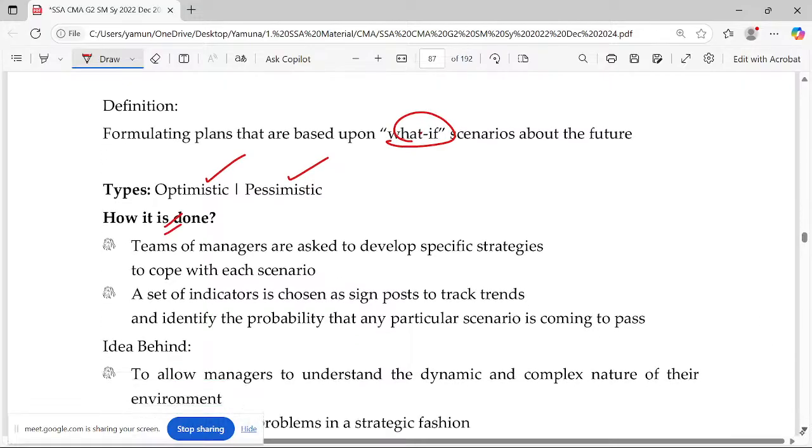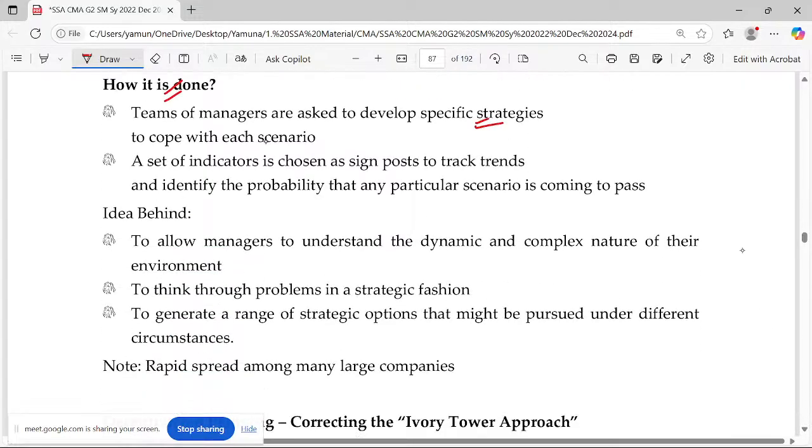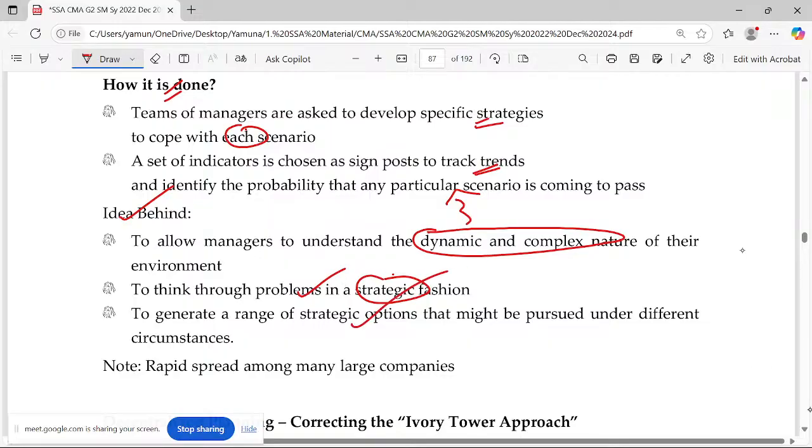All the team managers will work on specific strategies. They work for each and every scenario, for all the different scenarios. They check what trend is available and which particular scenario is going to come in the future, and they will work on all that. The idea behind this is that we have a complex and dynamic environment and we have to think about what problems will be there. We have to think in a strategic fashion, not in a normal fashion. And we just go for generating the strategy.